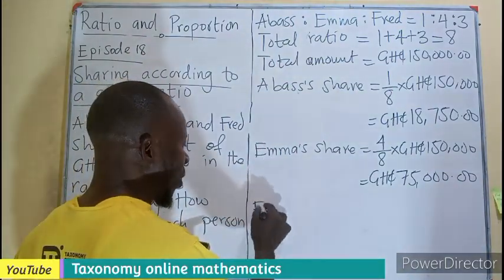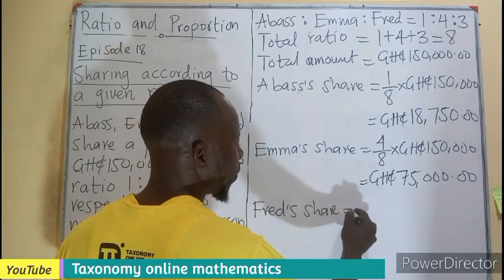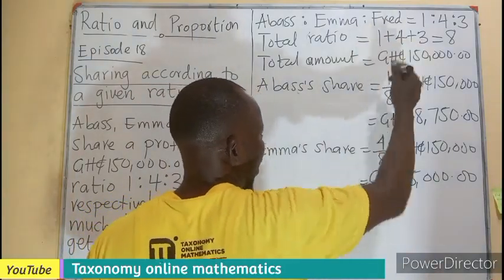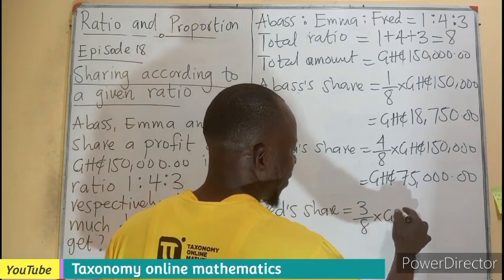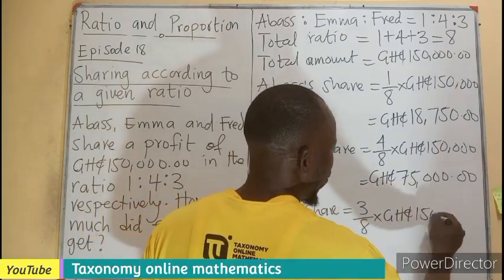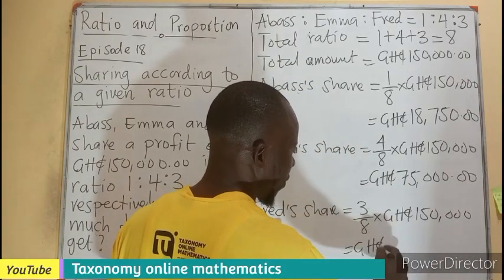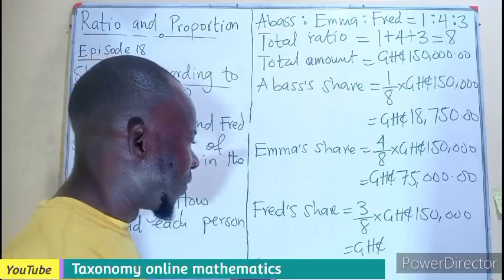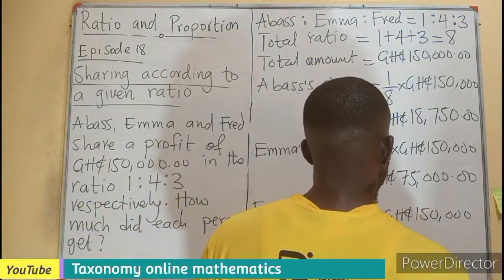If we like, we can add all these two and subtract from 150,000 for the last person. Or we also calculate what Fred will receive. The ratio corresponding to Fred is 3 divided by 8 times the same amount, 150,000. So we are going to have 56,250.